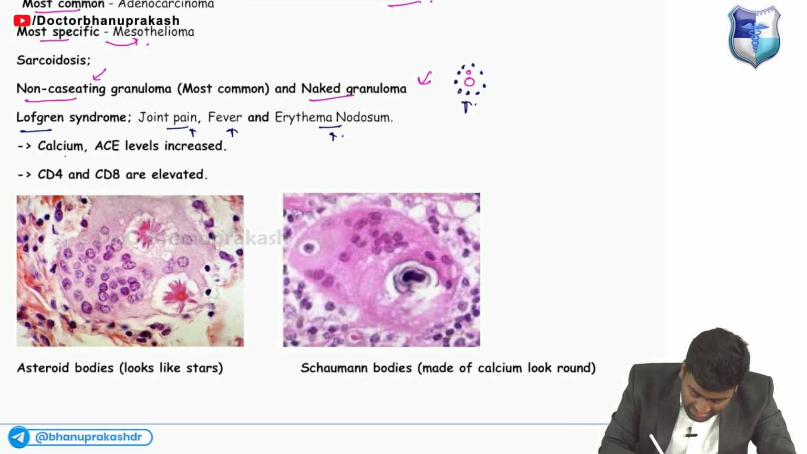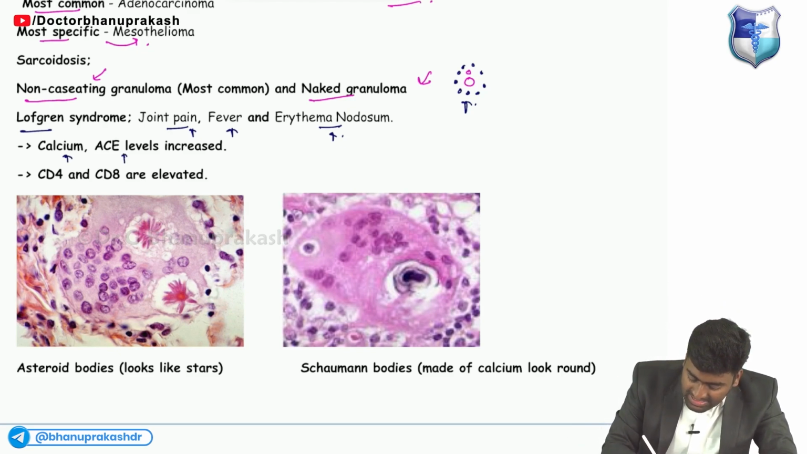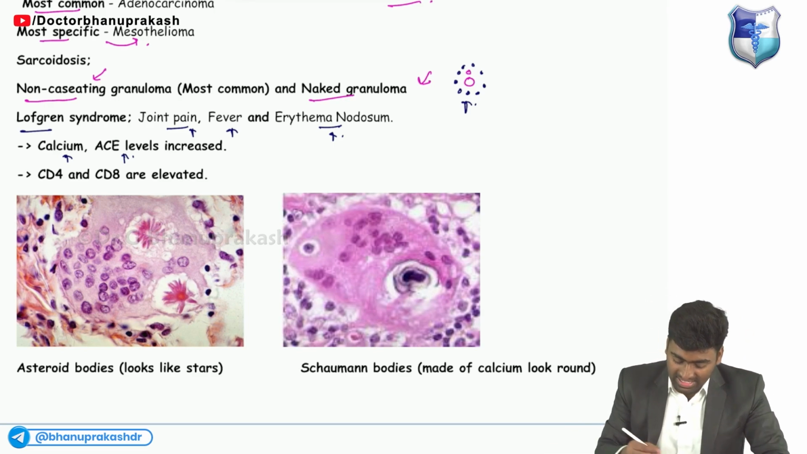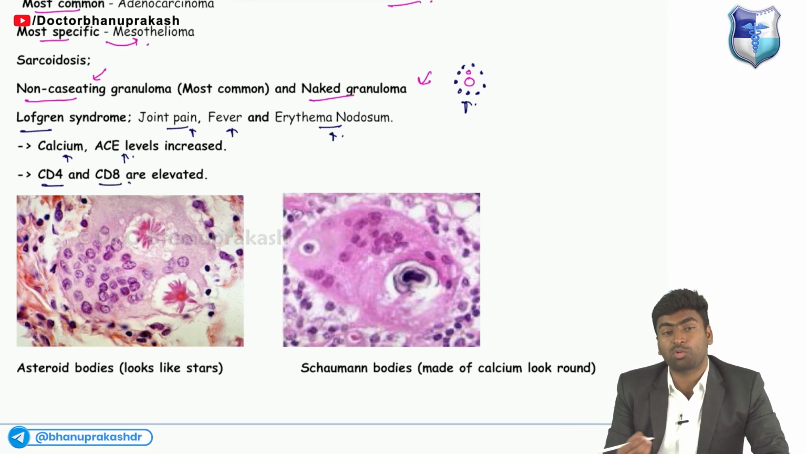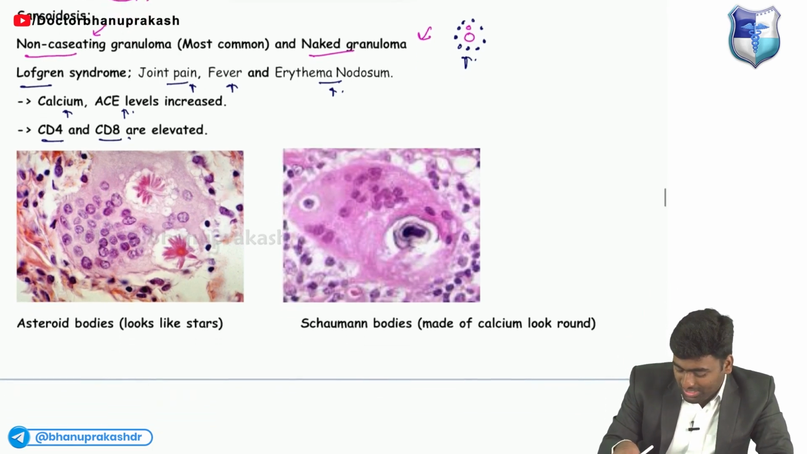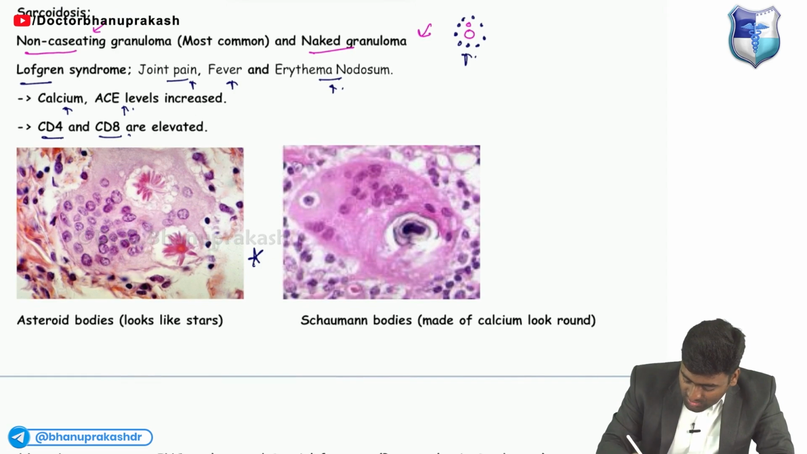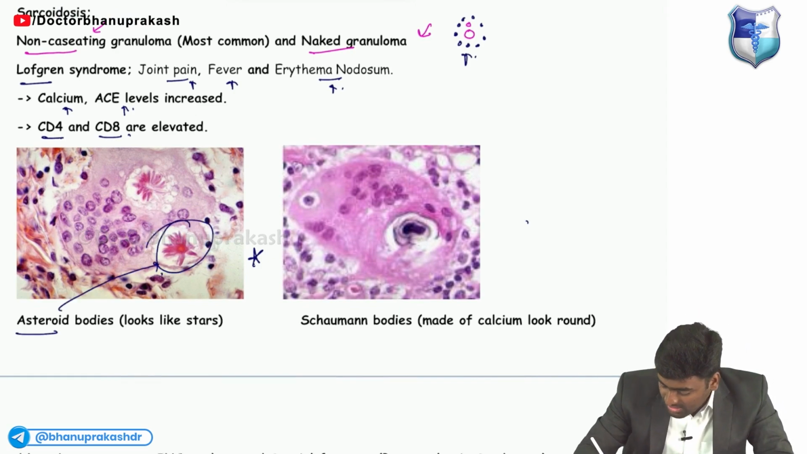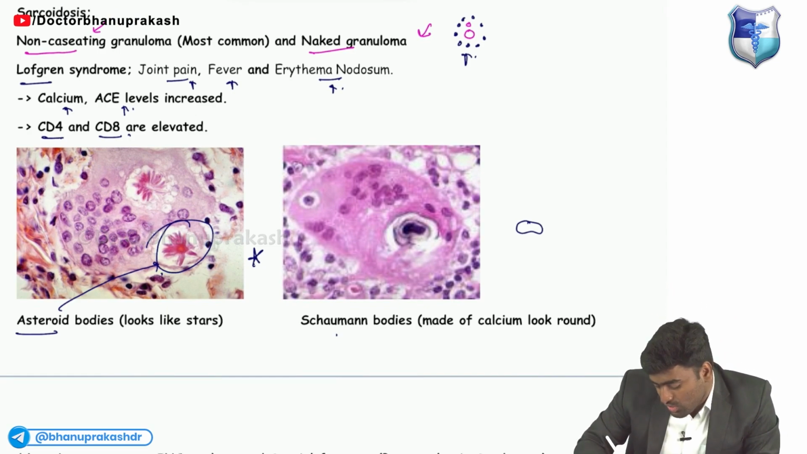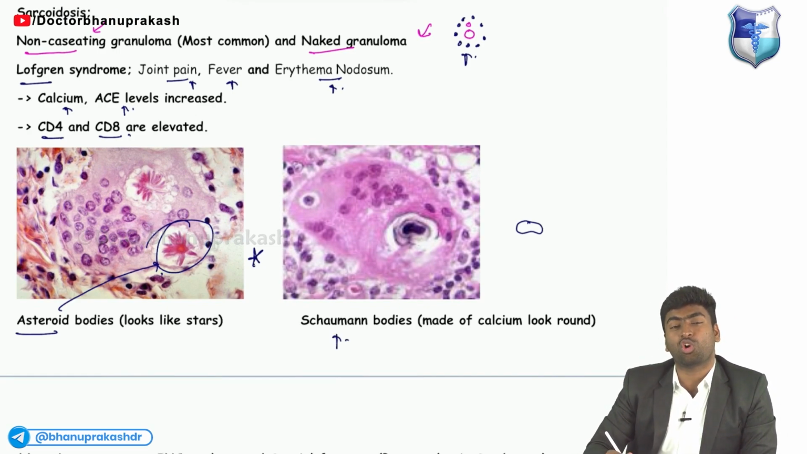And here there will be an increased level of calcium and ACE. So to diagnose sarcoidosis, we'll use these calcium and ACE levels. Next, CD4 and CD8 counts, both of them will be elevated in the case of sarcoidosis. And it has 2 bodies. The star-shaped one is known as the asteroid body. And the next one, the circular one, is actually a calcium deposition, the Schaumann body.